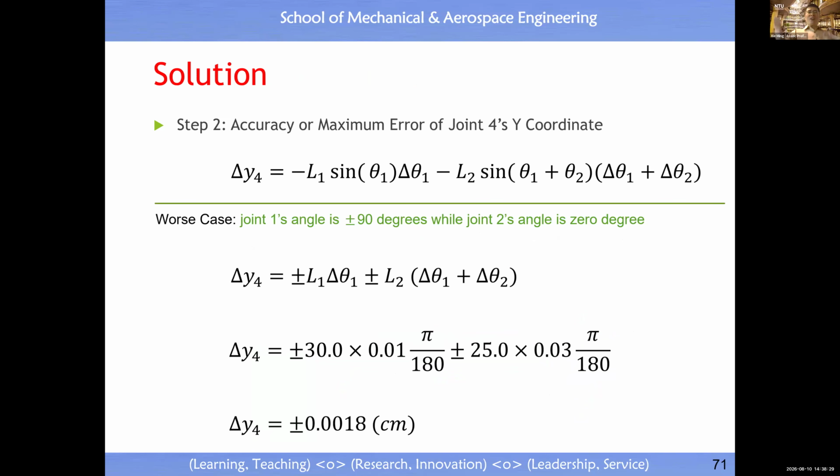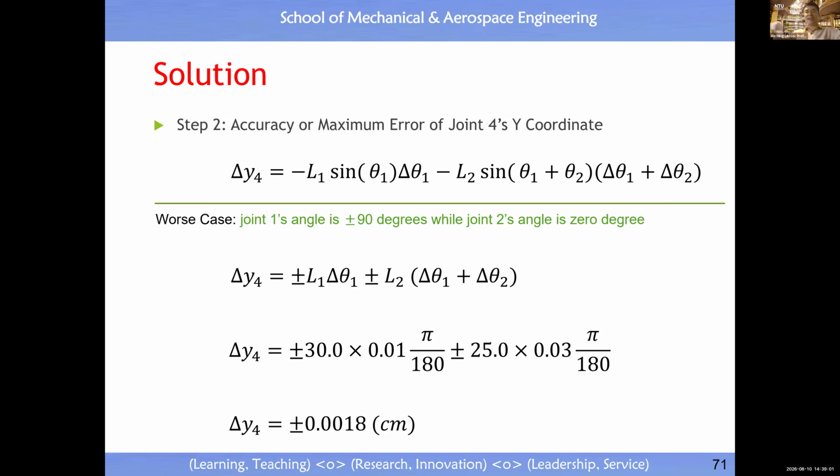Then you consider the worst case scenario. What is the worst case scenario? Sine equal to 1, and theta 1 equal to the maximum error, right? Then you can evaluate the worst case error at y, and you get 0.0018 cm. So this helps you know that the tooltip error comes from the contribution of the error at each joint inside the robotic arm. Okay, clear?